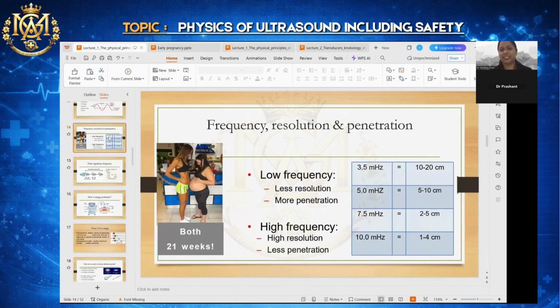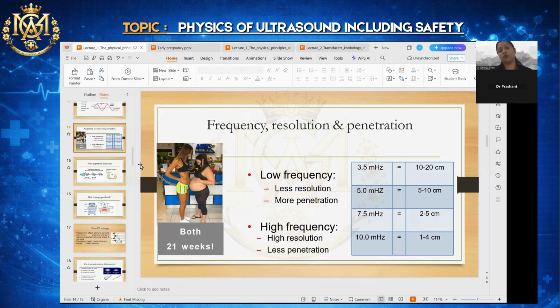So, see, the first thing is your resolution depends on the frequency. You can note it down. If you use a high frequency probe, you will get better resolution. But the drawback is your depth, the depth to which you can see, is hampered. See, simple, you cannot use one thing for every patient. You have to choose as per your patient.